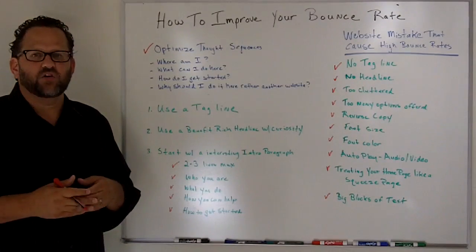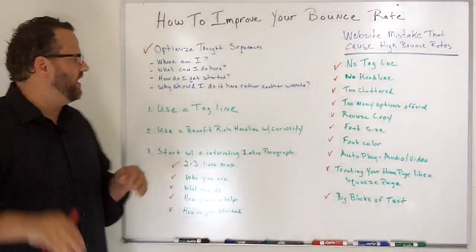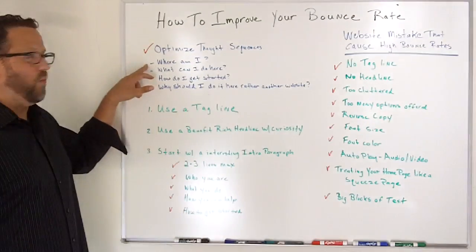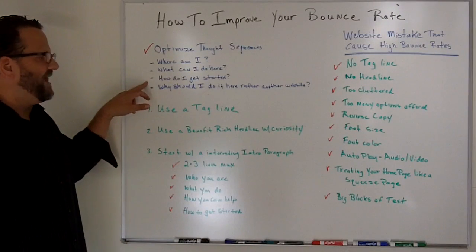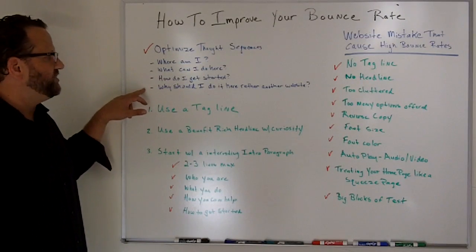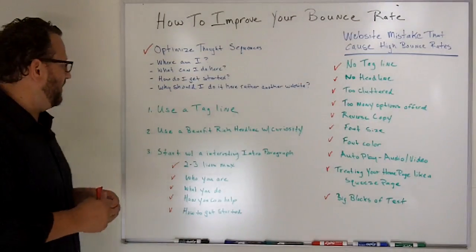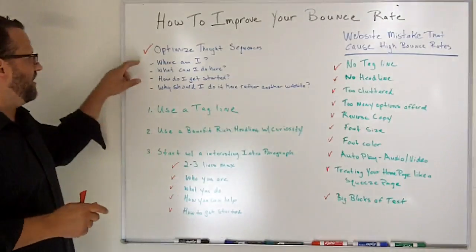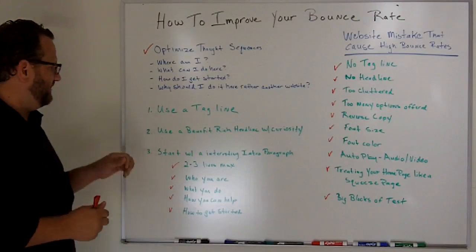When people land on your website, there are 4 questions your homepage must answer right away. And they are, where am I? What can I do here? How do I get started? And why should I do it here rather than any other website on the internet? So let's talk about how we can start answering some of these thought sequences so you can start optimizing your site.